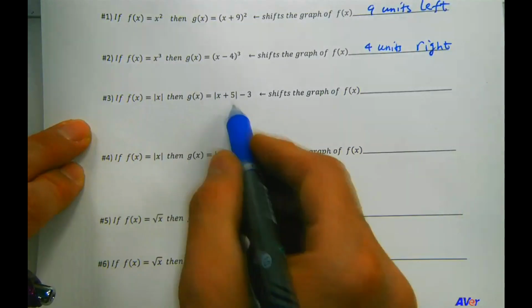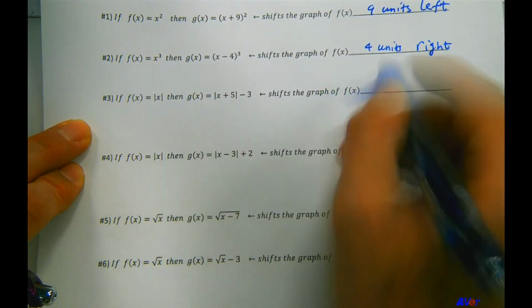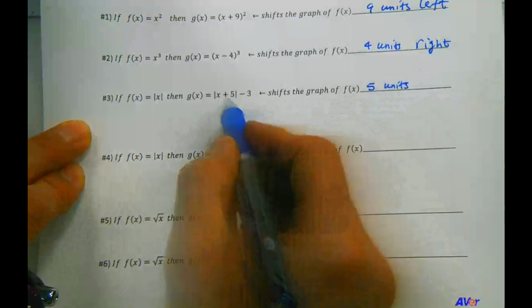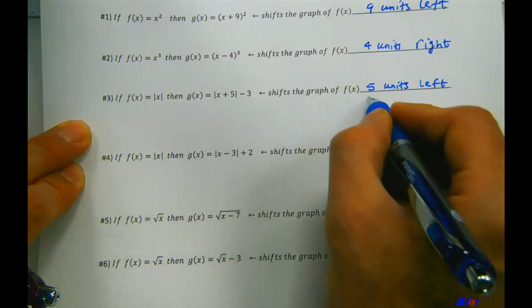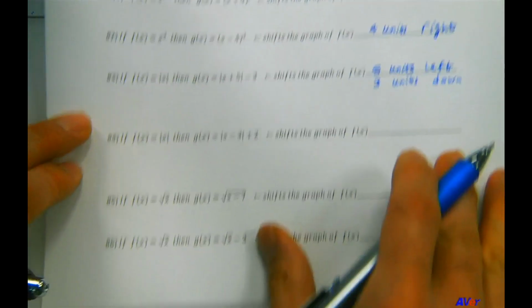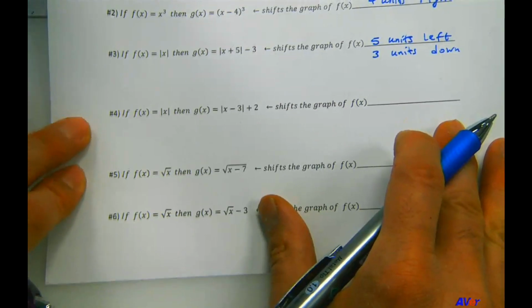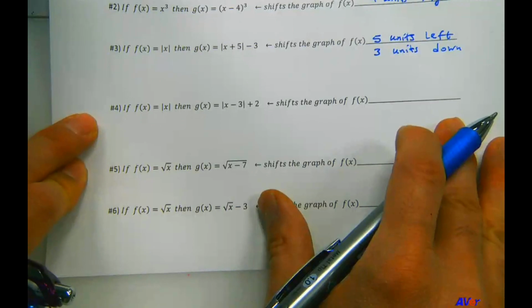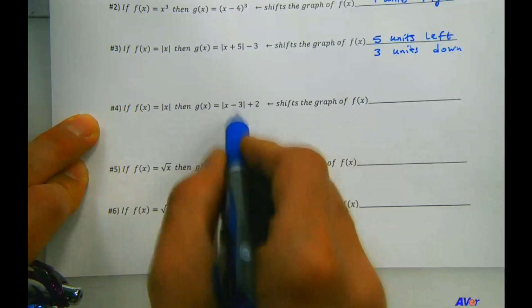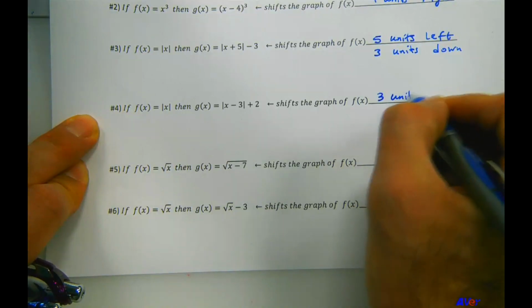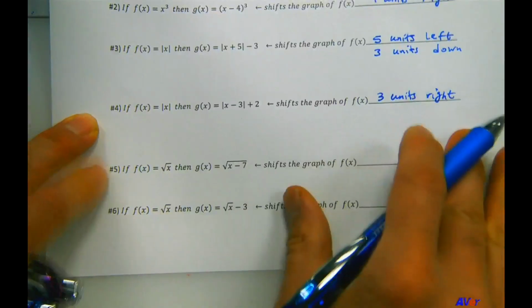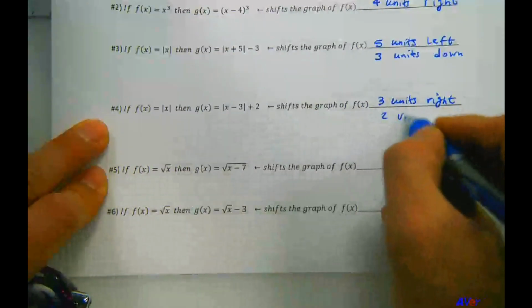The absolute value function, transformed in this way, shifts the graph 5 units in which direction? 5 units to the left. And 3 units in which direction? Down. I hope these answers agree with what you have written down on your paper. This one, the absolute value function again, and g of x is transforming it. In which way? 3 units which way? Horizontally to the right. 2 units up.